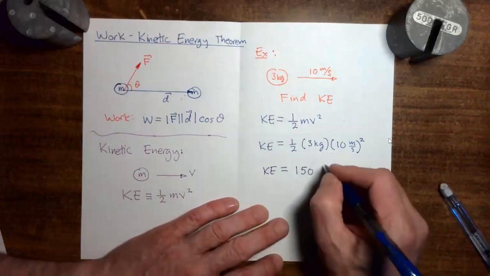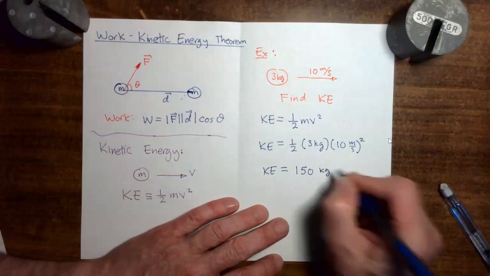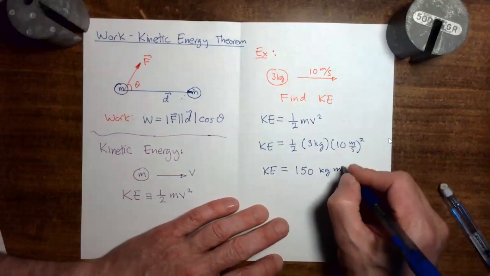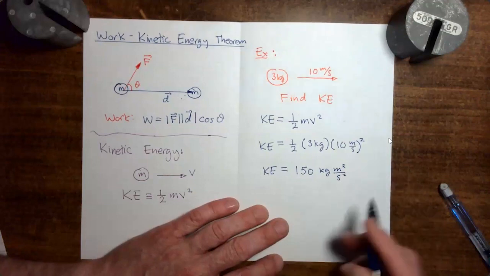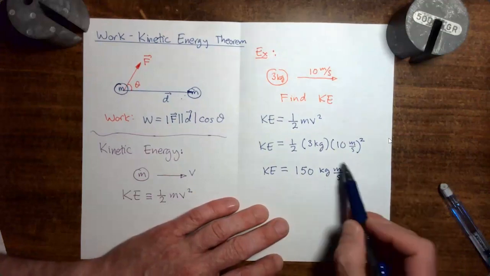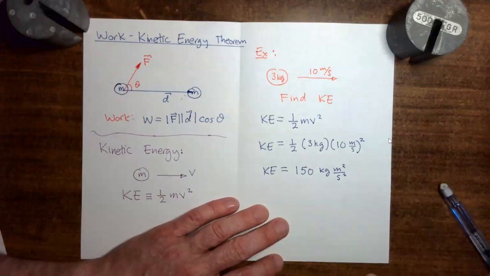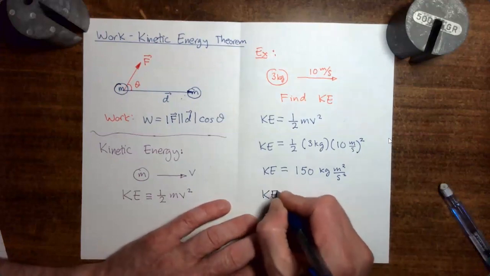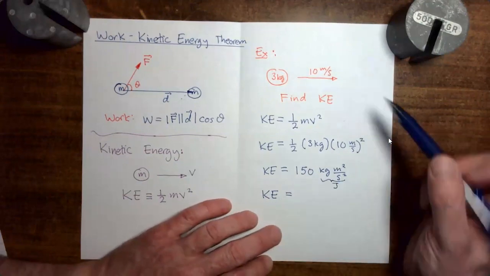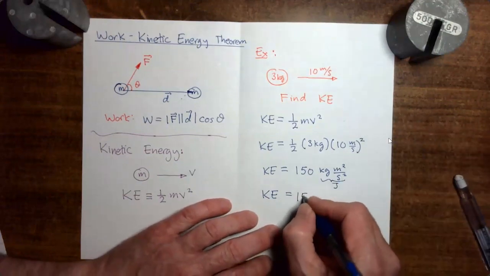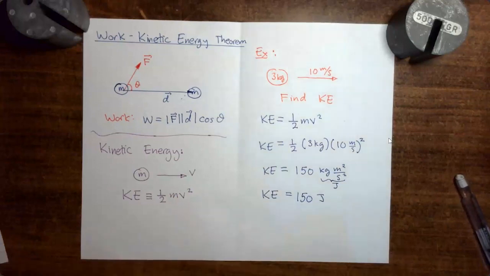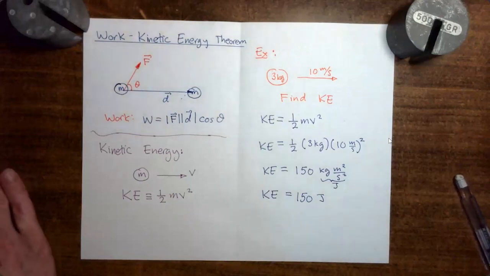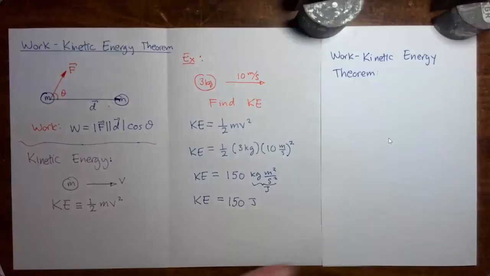Now let's look at the units. Here we have kilograms. Now this got squared, so we have meters squared over seconds squared. Now, do you recognize this combination of kilograms, meters, and seconds? It is a joule. So we can say that the kinetic energy of this mass is 150 joules. And now we have calculated a kinetic energy for a particular moving object. Let's look at the work-kinetic energy theorem now.